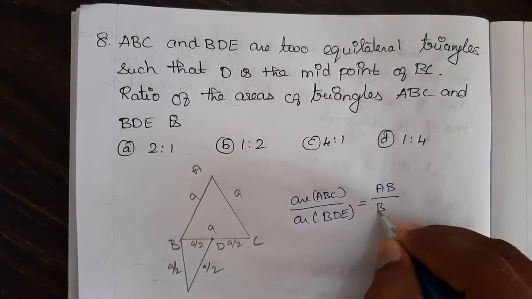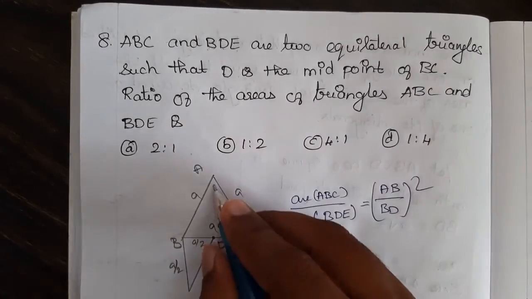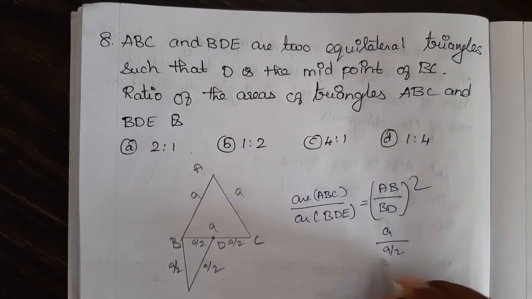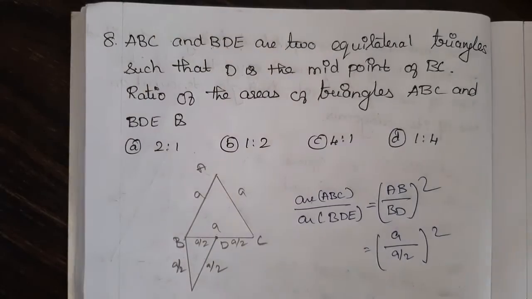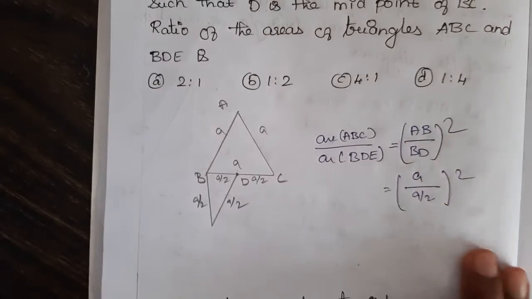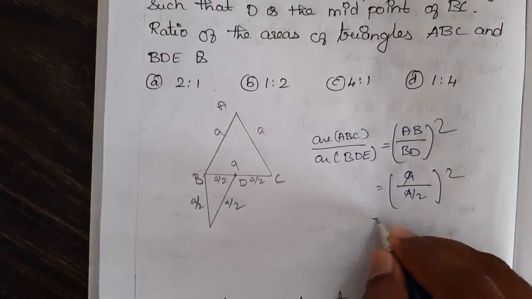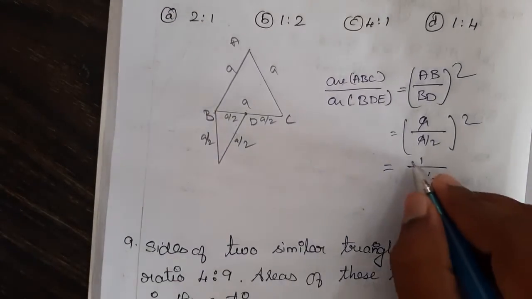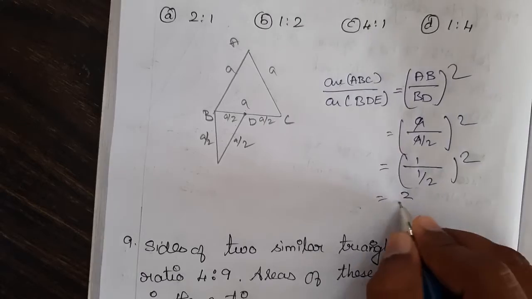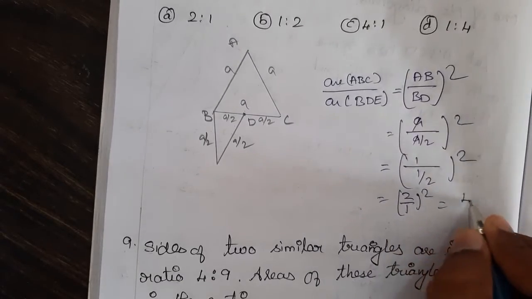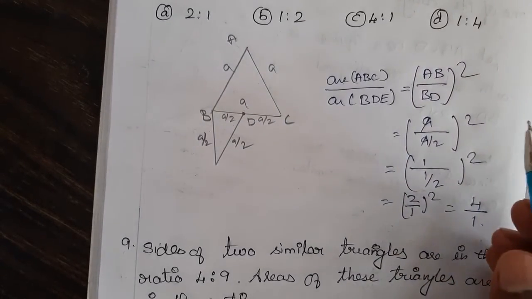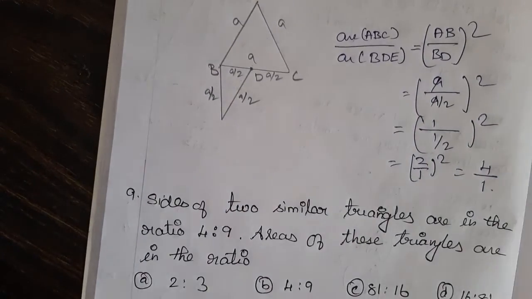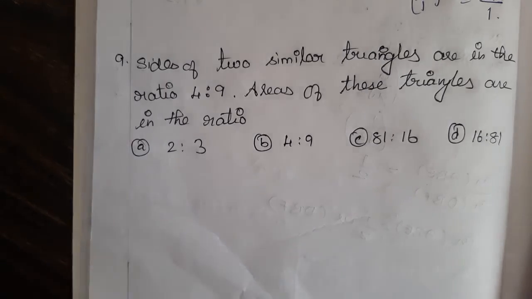Area of ABC by area of BDE is AB by BD the whole square. AB is just A, and BD is A by 2, the whole square. The A will be cancelled, 1 divided by 1 by 2, so 1 by 2 goes to the numerator, which is 2 by 1, the whole square, equal to 4 by 1. So our option is C. 4:1 is right. So here we go for the next problem.